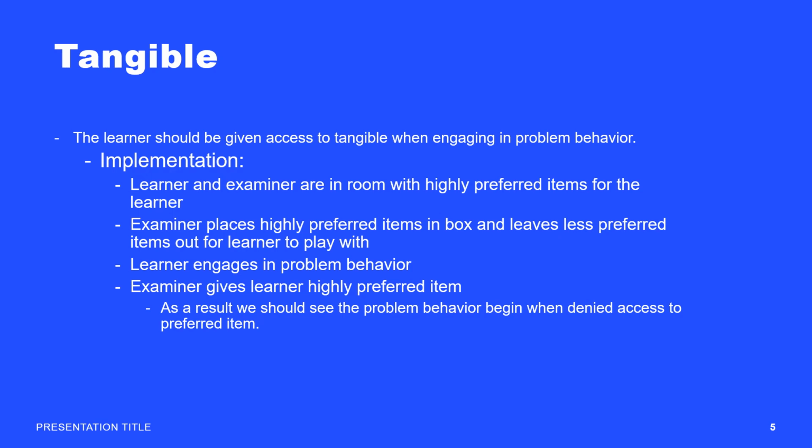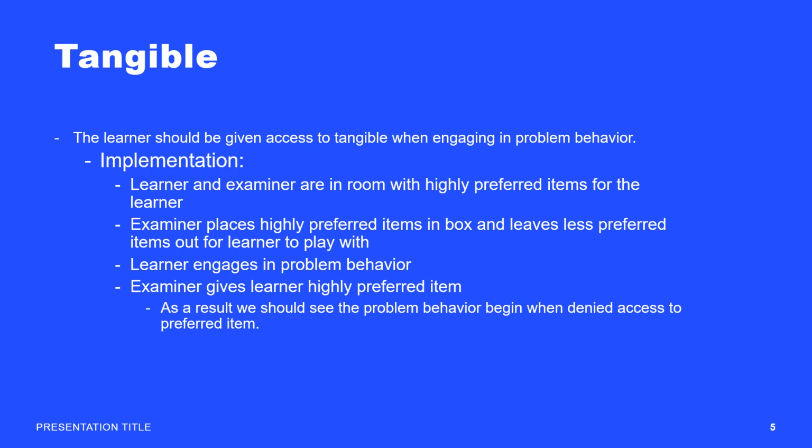Okay, so this is tangible. The learner should be given access to the tangible when engaging in problem behavior. A short example could be you have a Barbie doll at hand. The learner sees that you have that Barbie doll, and it is a highly preferred item to that learner. The learner starts engaging in throwing behavior, or screaming, or hitting, or any problem behavior. You would give the Barbie doll to the learner. The learner has now learned that problem behavior is effective for gaining access to that tangible.